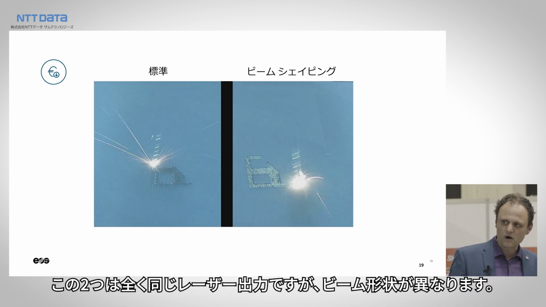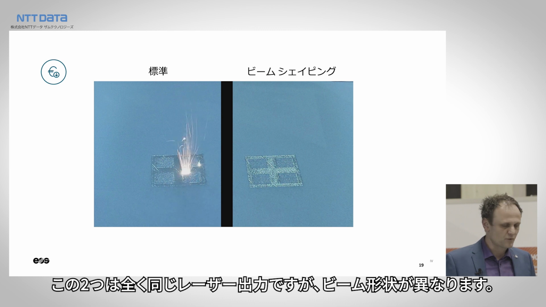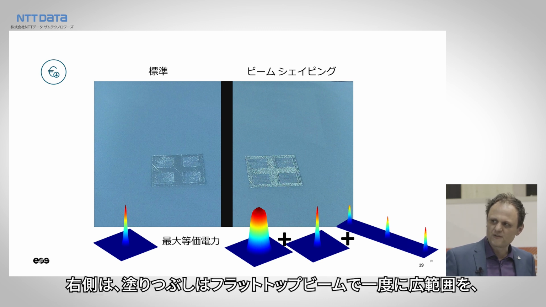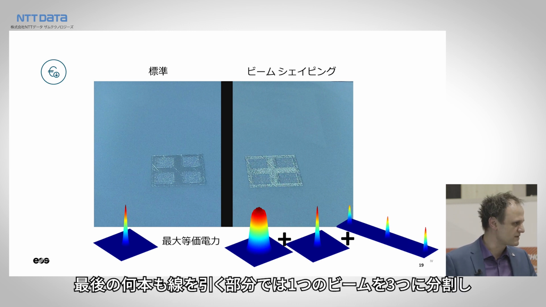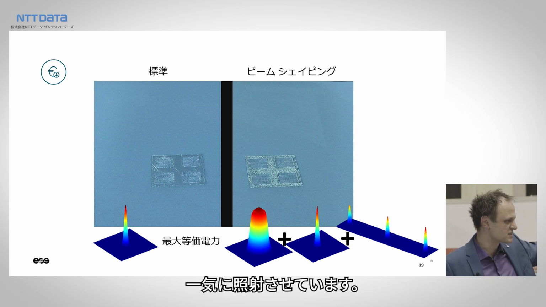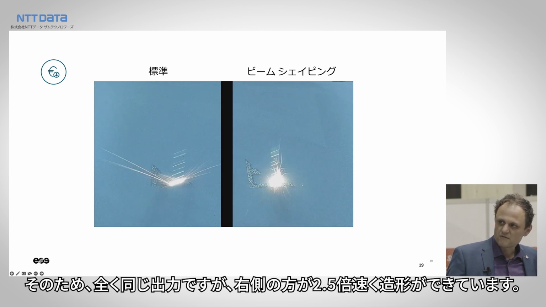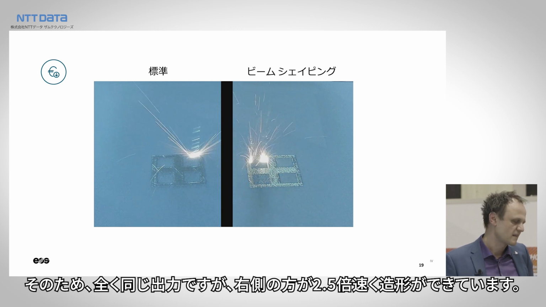And here we are operating that system with exact same laser power, but with different beam shapes for the different areas of the component. So here on the left-hand side, everything is being exposed with standard Gauss beam. Here on the right-hand side, the infill is being done with the top hat. The contouring is being done with a contour beam. And then we can also do beam splitting. So instead of one beam, we have 3 of them that just scan everything at the same time. So exact same power setting, but you have a factor of about 2.5 faster on the right-hand side.